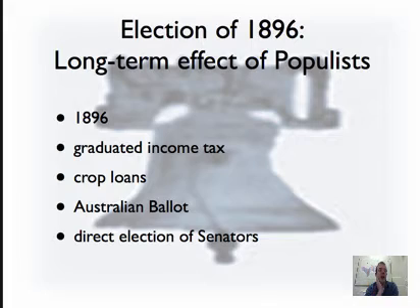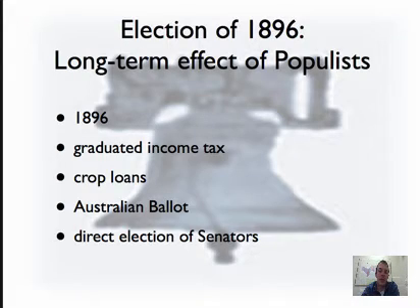So the Populist Party is dead and over after 1896, but some of their original goals, like a graduated income tax, which will be instituted with the 16th Amendment, like crop loans for farmers, like the Australian or secret ballot, and the direct election of senators, which will come with the 17th Amendment, these will all eventually become part of our nation's government.